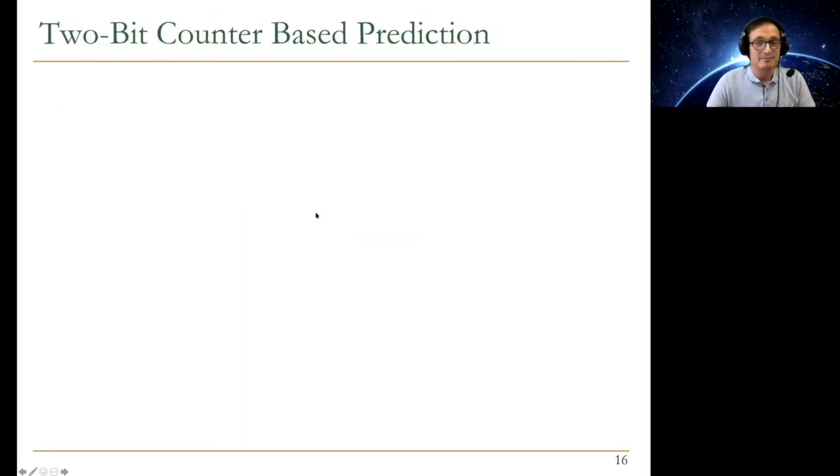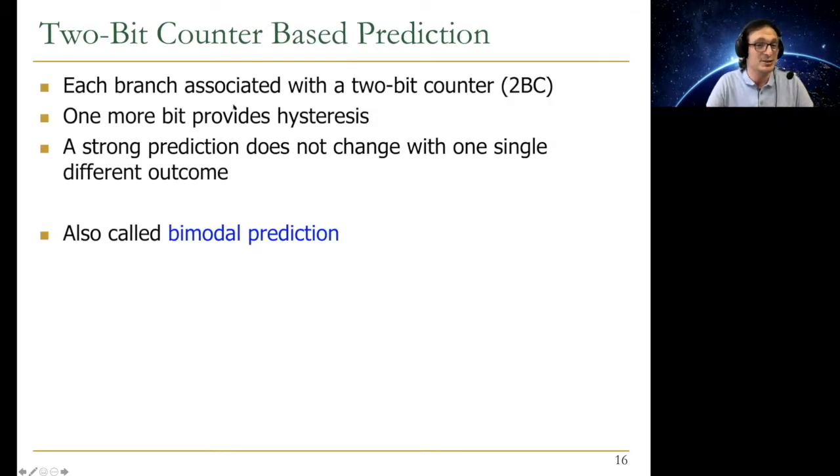Okay, so 2-bit counter-based prediction. Essentially, the basic idea is to associate each branch with a 2-bit counter, 2BC, I like calling it. Some people call it bimodal prediction. In fact, I think the McFarling paper that I assigned you actually also calls it bimodal prediction. I don't like it that much, but that's fine. 2BC is fine. 2BC is much more descriptive, as you can see. So 1 more bit provides this hysteresis.